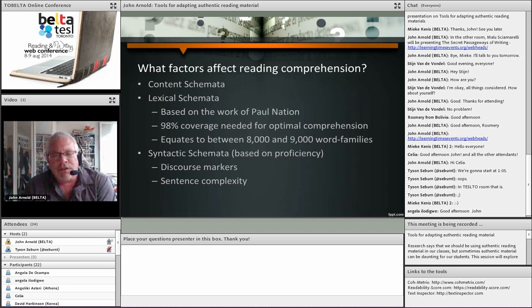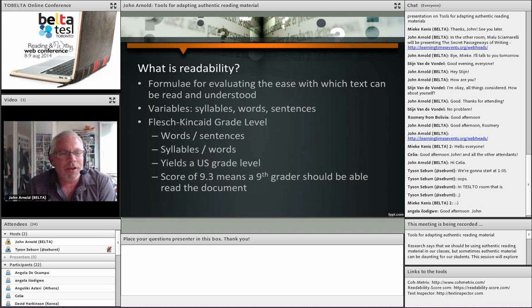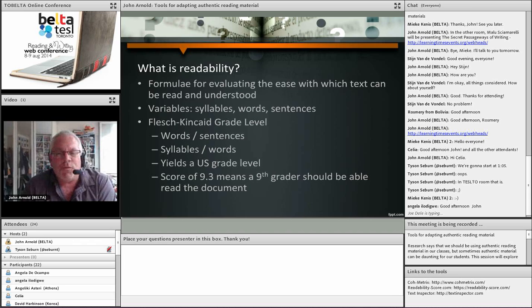In doing this research, it took me back to my own training many, many years ago. And one of the things we learned about was readability. I started my career as an English teacher in America before I moved here to Belgium. So I went back to the concept of readability. And what is readability? What does it do? How can my students use it?